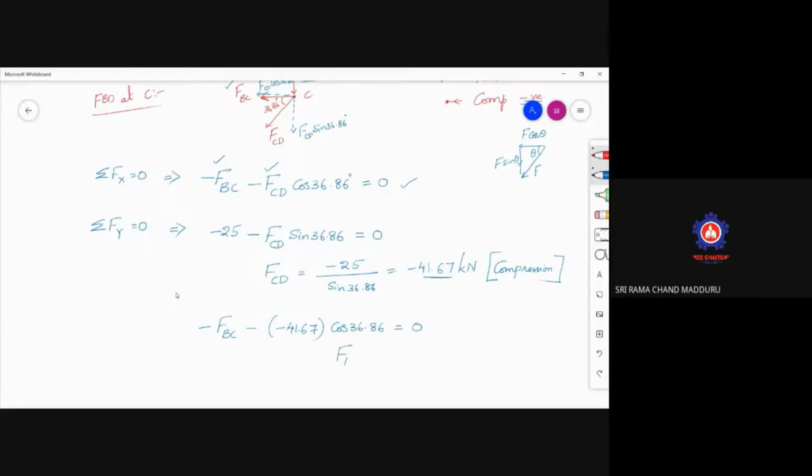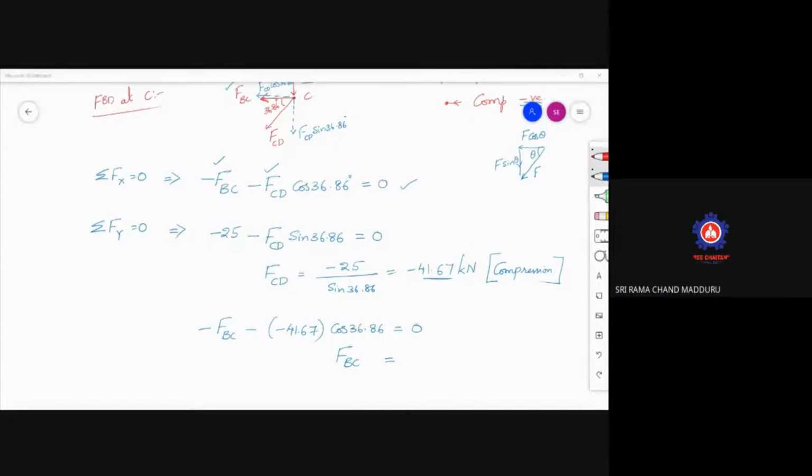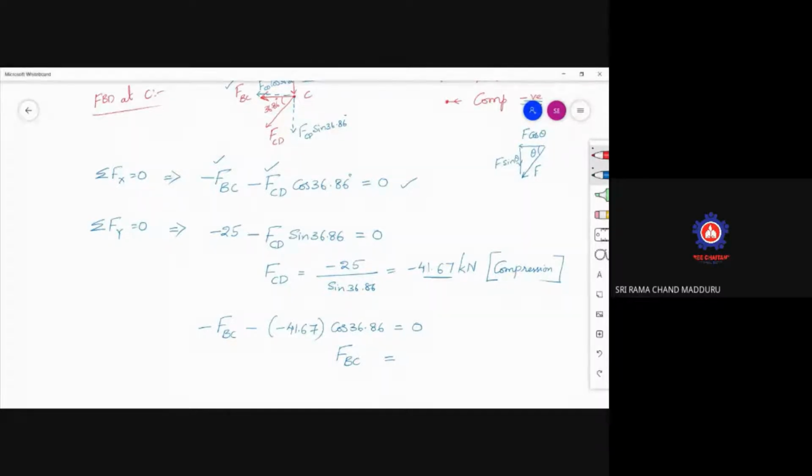So what is the value of FBC? You can tell me the value of FBC, whether it is positive or negative. You should say it with the sign. If it is negative, say minus, or if it is positive, plus. And what is the nature of the force here? Magnitude is 33.34. Nature of the force is tension. Nature means whether it is tension or compression. So we calculated the forces available at joint C, that is FBC and FCD.